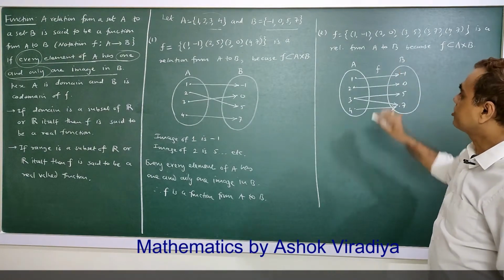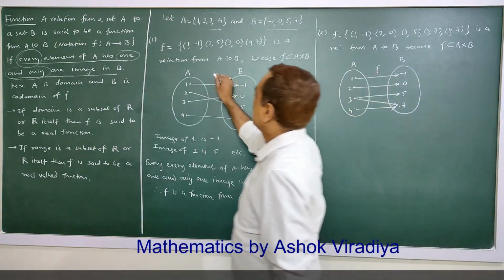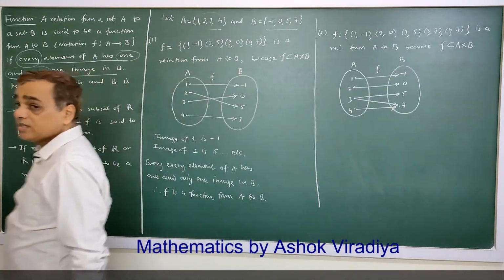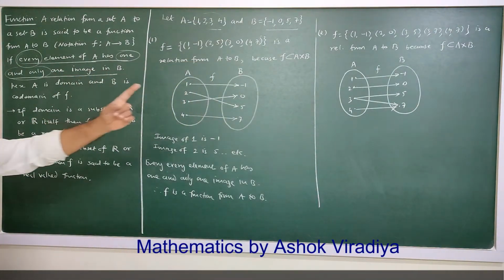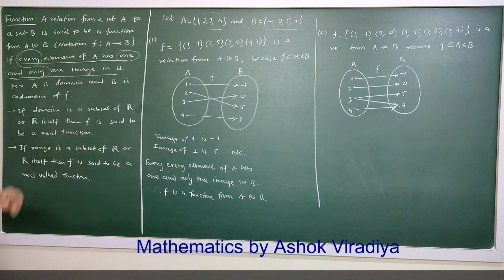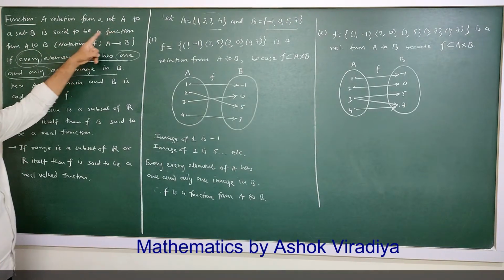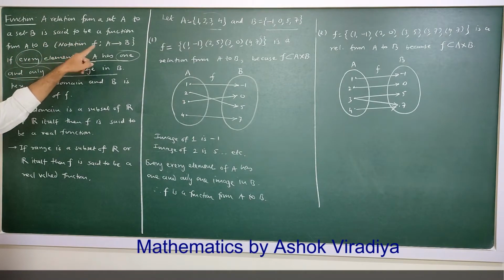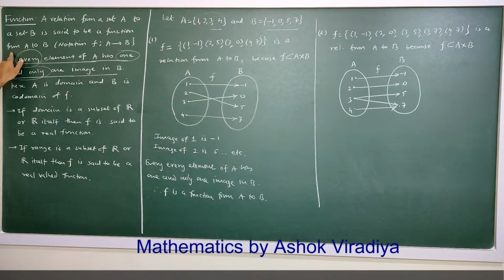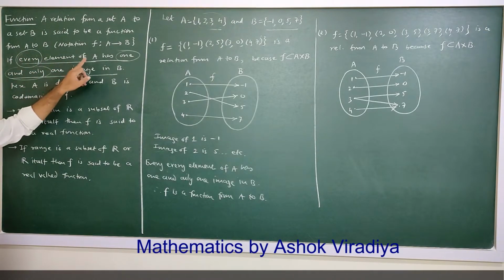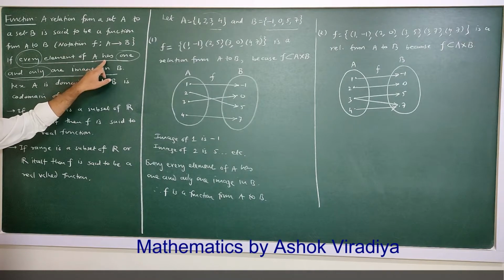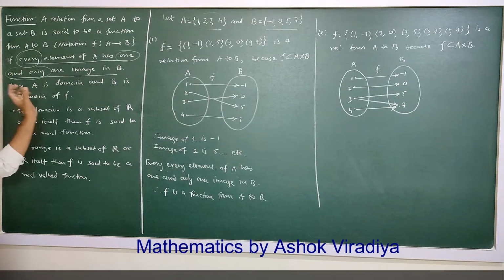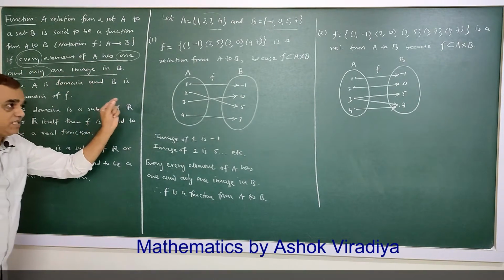This is a relation F shown in this Venn diagram. Now let us check, is it a function? So we check the condition. A relation from a set A to set B is said to be a function from A to B if every element of the first set A has one and only one image in B.